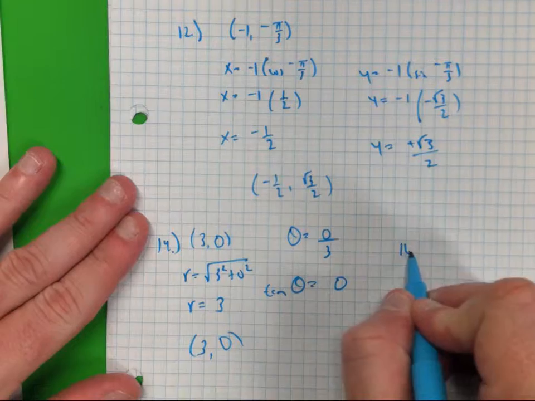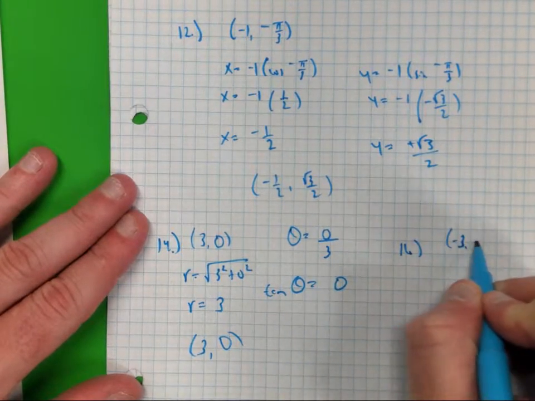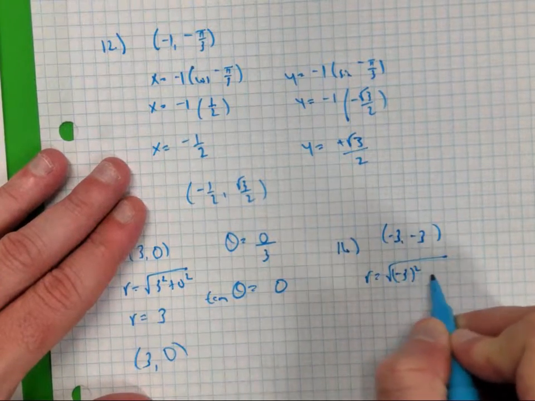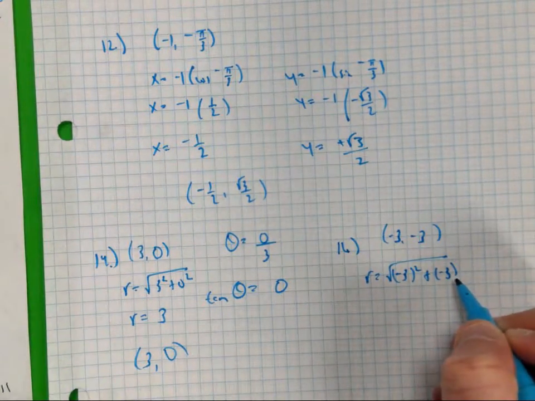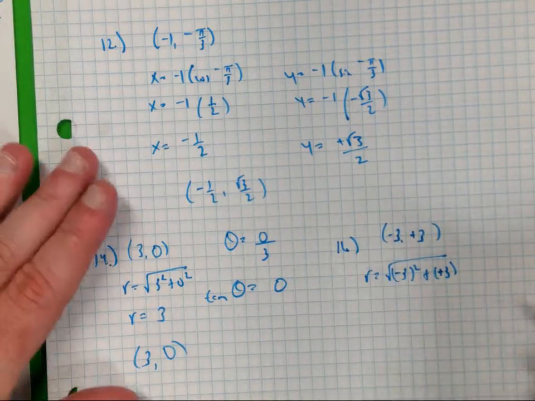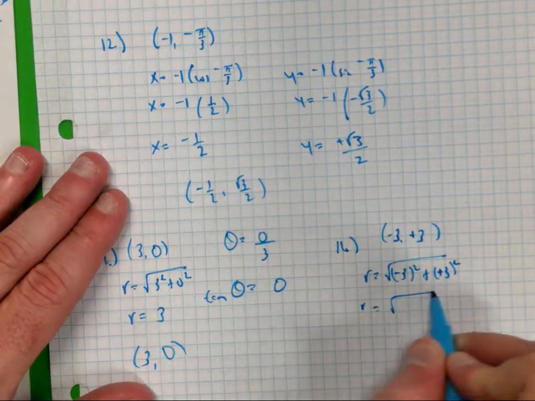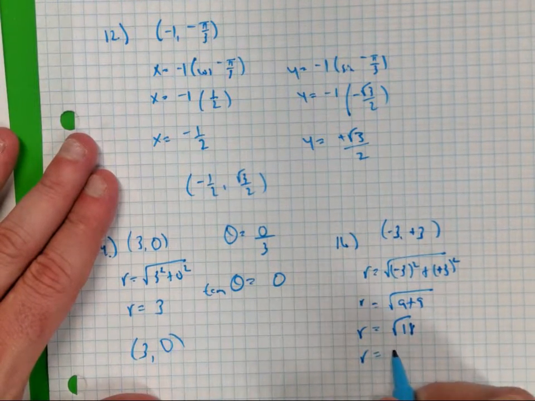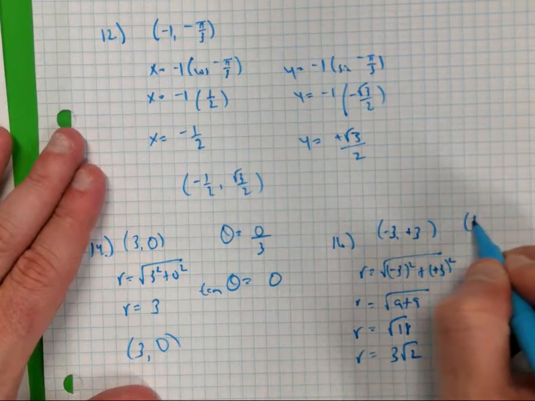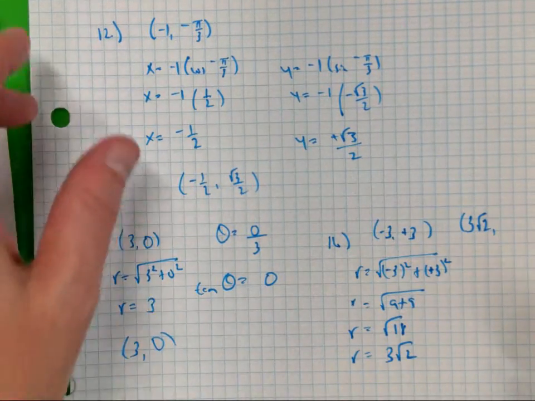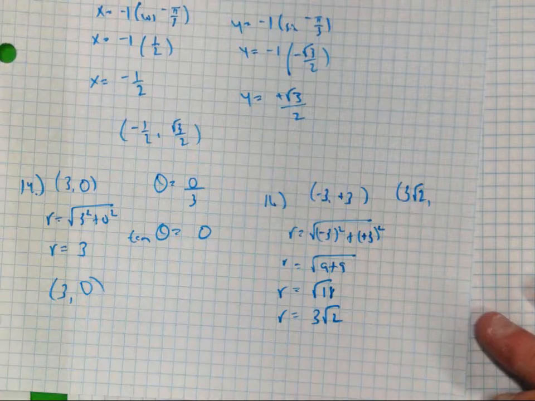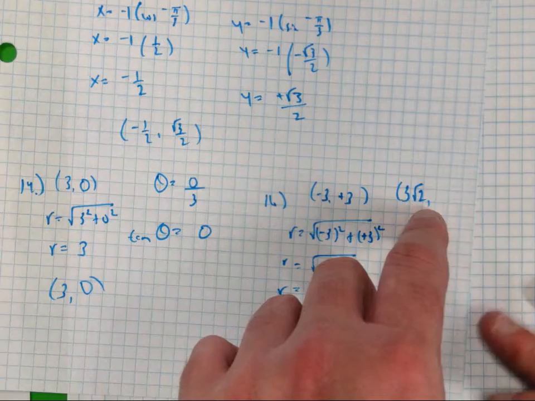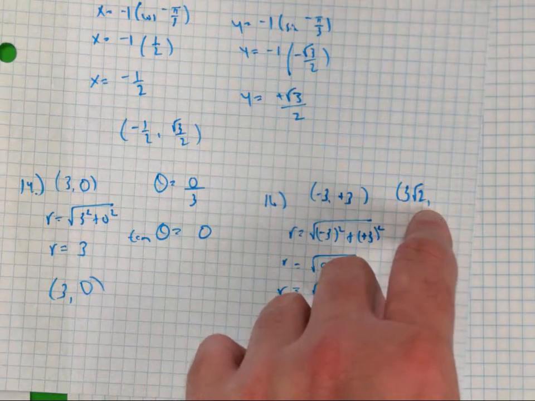All right, number 16. Negative 3, negative 3. R equals the square root of negative 3 squared plus negative 3 squared. That's going to be 9 plus 9, which is square root of 18. R equals what? 3 square root of 2. Miss, if I ever had a graph on the polar plane, what ring would that be? Well, you have to estimate. You have to say 3 times square root of 2 would be like 4 point something. You just have to estimate.